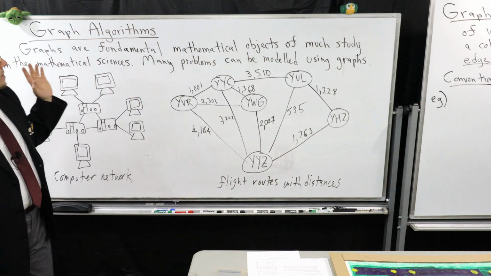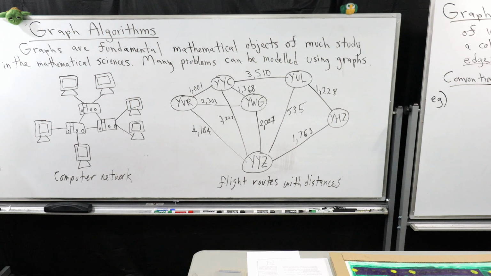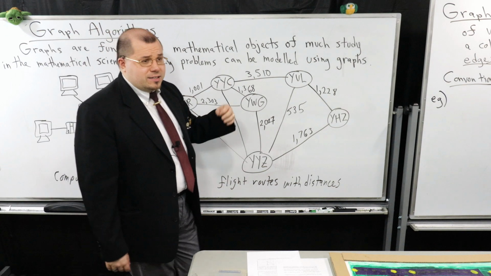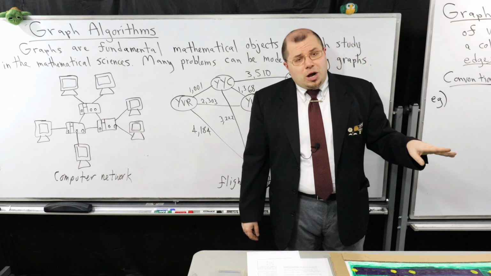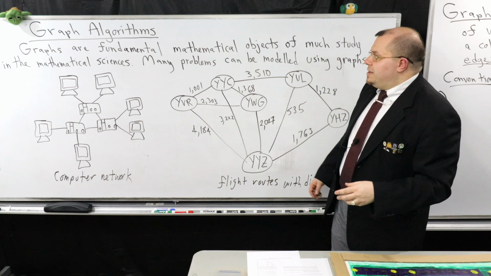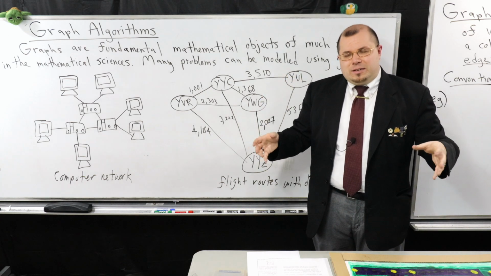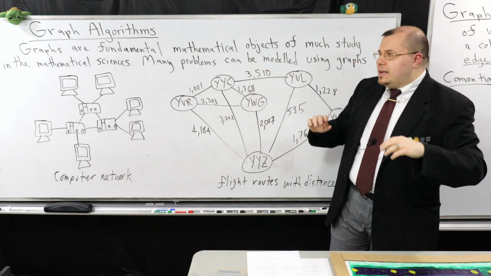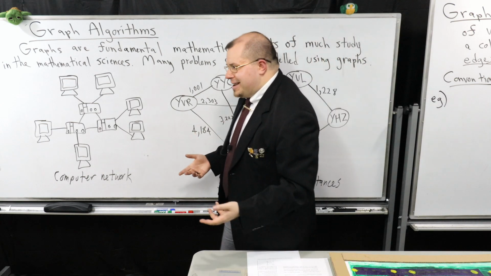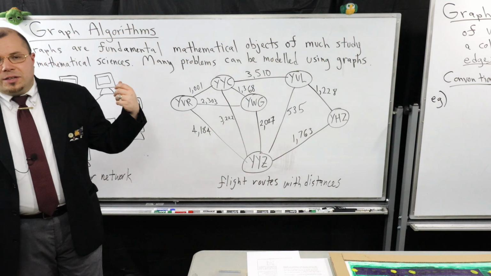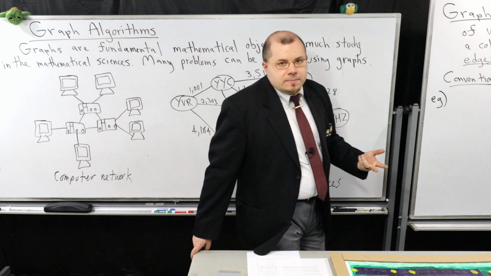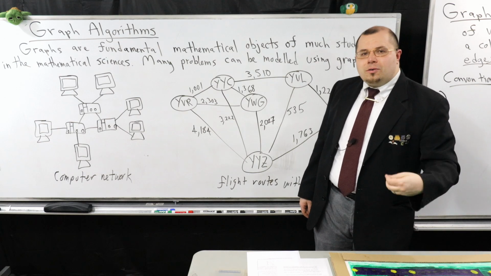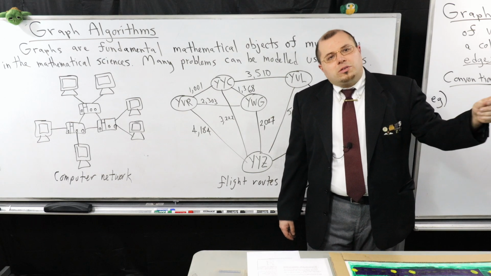So graphs are fundamental combinatorial or mathematical objects of much study in the mathematical sciences. These are not just used in the context of computer science, they're very heavily studied mathematical objects among all the mathematical sciences. Different aspects of them have been studied. We're going to be interested in their combinatorial aspects in relation to, for example, algorithms. So we'll specifically talk about algorithms that we can use on so-called graphs.